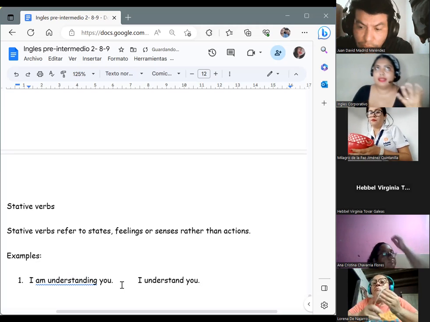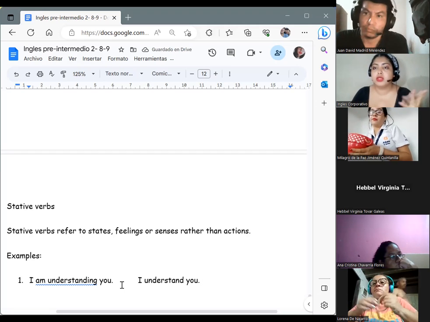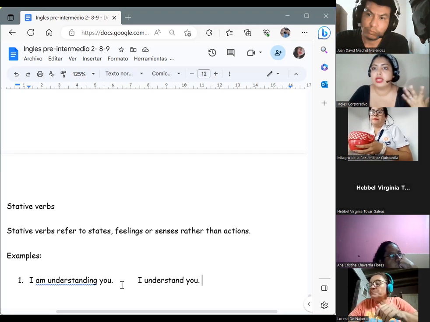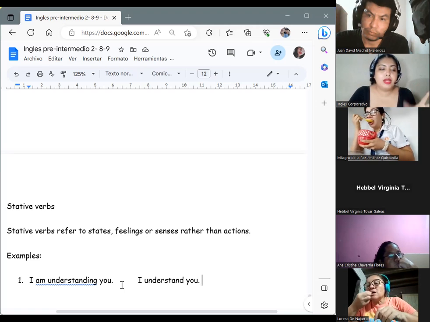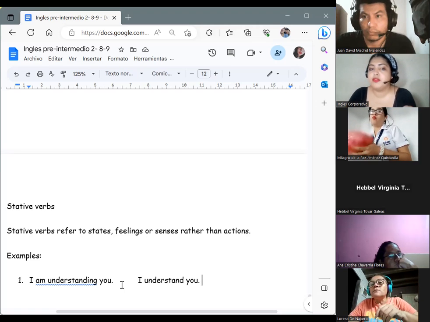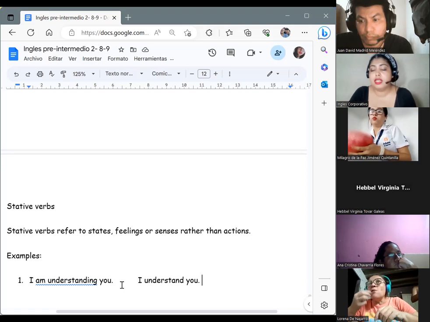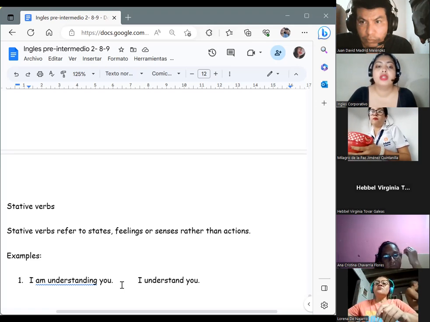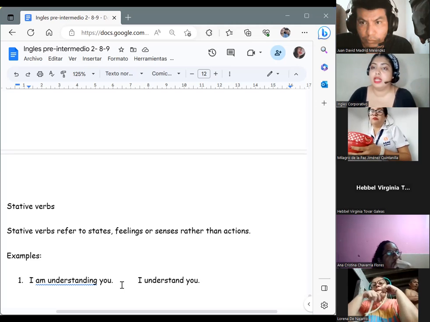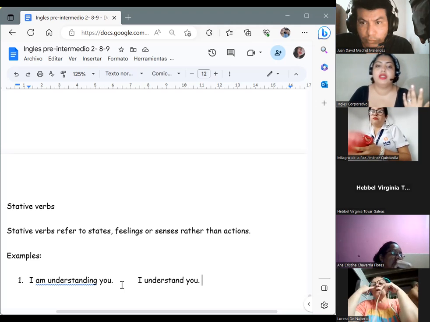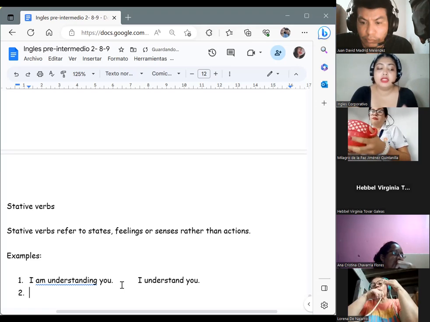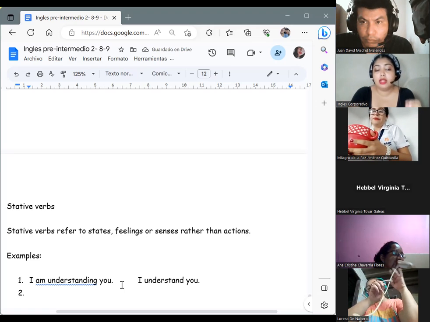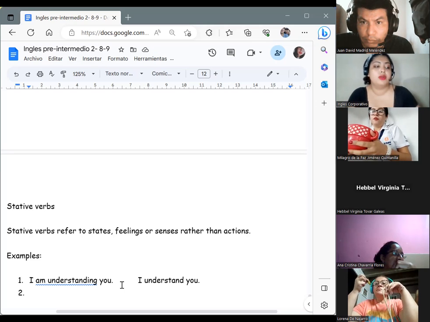Te estoy entendiendo. Bueno, en español nosotros podemos decir, te estoy entendiendo, te entiendo. Pero en inglés no es de la misma forma. Te entiendo simplemente. Te estoy entendiendo, no tiene sentido en inglés. En español sí, porque pues obviamente son diferentes cosas, ¿no? Pero en inglés no tiene sentido el utilizar el I am understanding, sino I understand you.